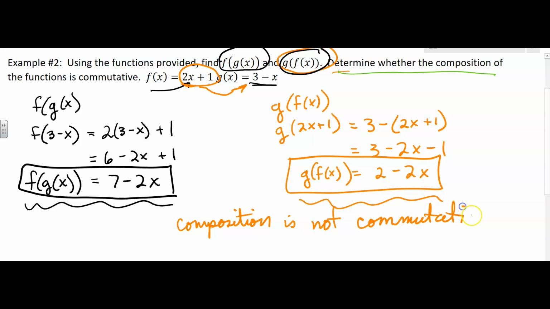Now you might say, well, maybe it would work with the other functions. It might, but to prove something's true, it has to be true in all cases. And we just found a case where they don't come out the same, so we can say that composition is not commutative. Okay?